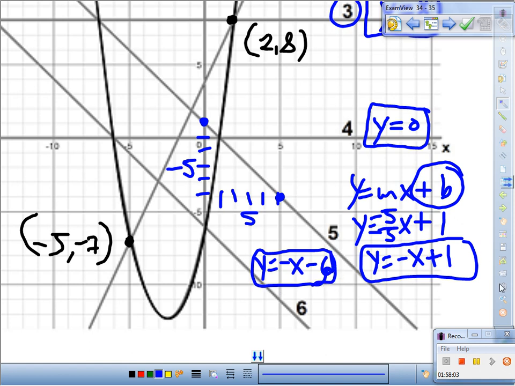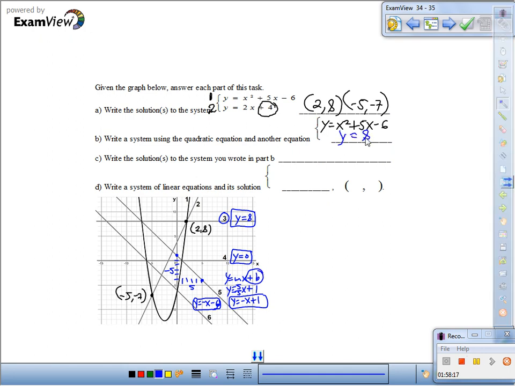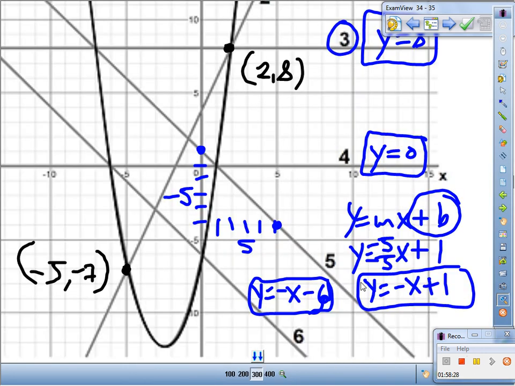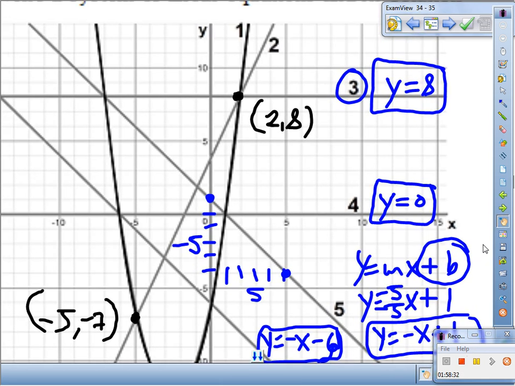All right, so now that we have that, let me zoom out. Which equation do you want me to use to do the other system? Y equals 8? Okay, y equals 8. So now we're looking at line 1 and line 3. Look at those, line 1 and line 3. Tell your neighbor the solution to that system. Line 1, which is a parabola, and line 3, which is this one. Tell your neighbor the solution, please.